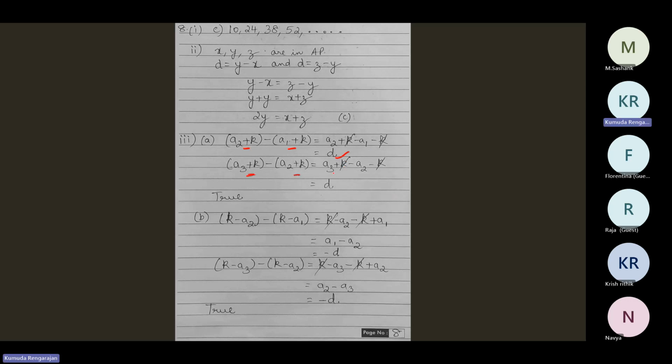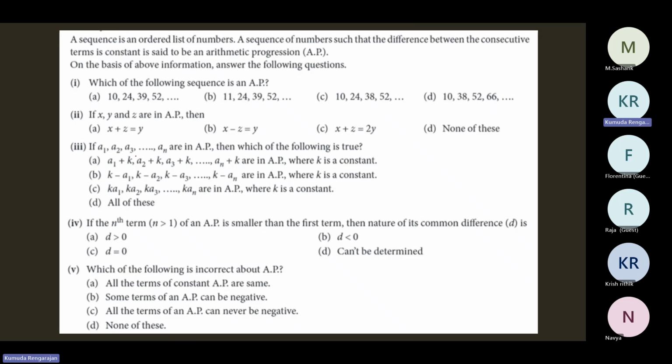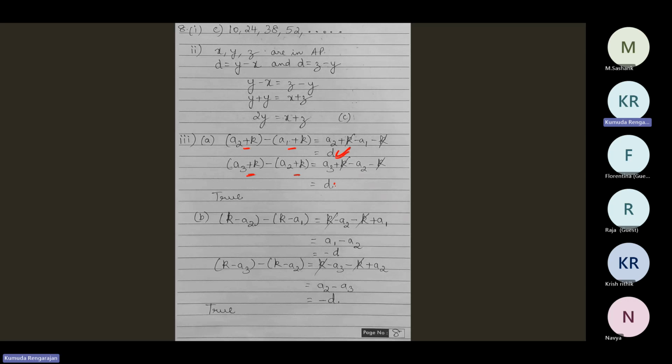Third term minus the second term, we get A3 minus A2. What is A3 minus A2 here? D only. So we get the same value. So it's true. The first sequence forms an arithmetic progression. And the second one, second term minus the first term, third term minus the second term.